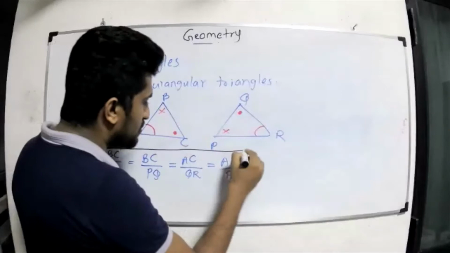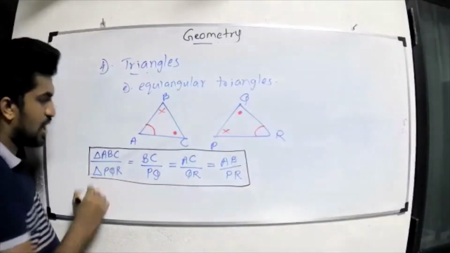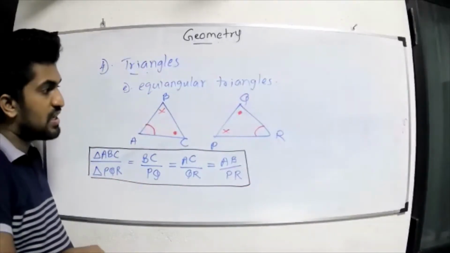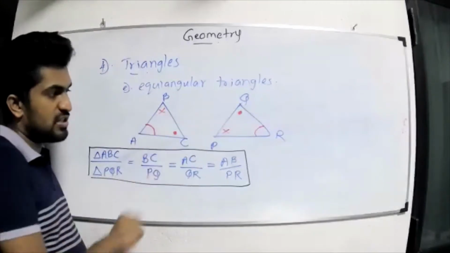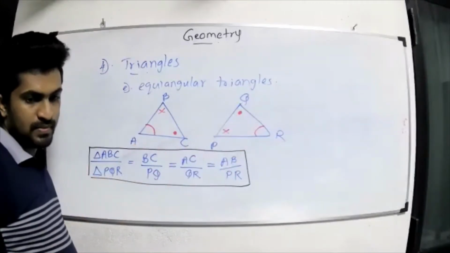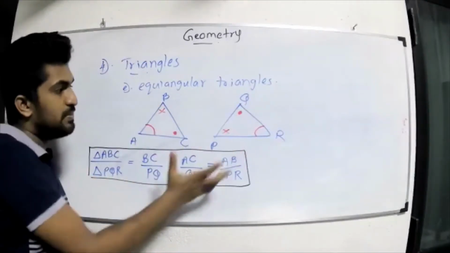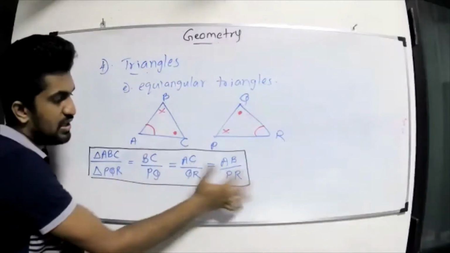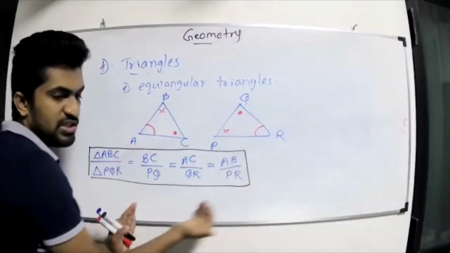Before you are writing down this relationship, you have to show equal angles of two triangles by using these symbols. By using these symbols, then you can easily write this relationship.